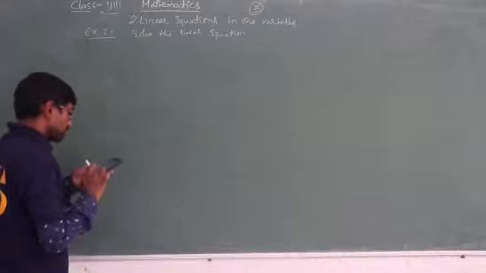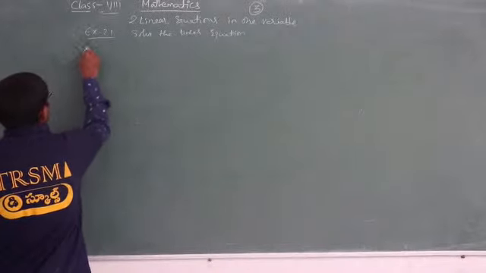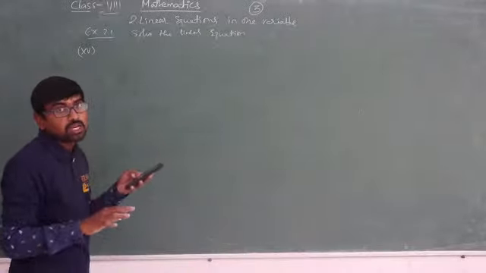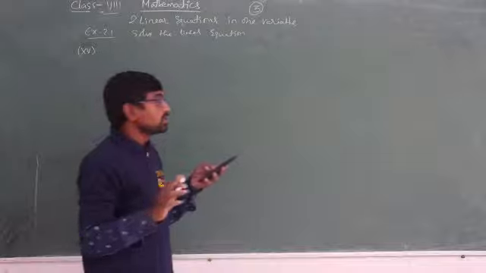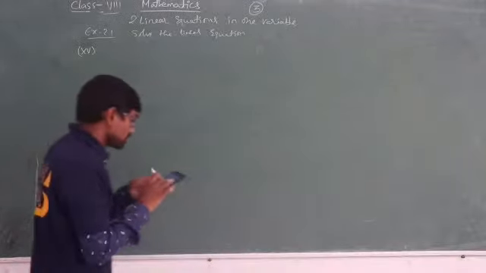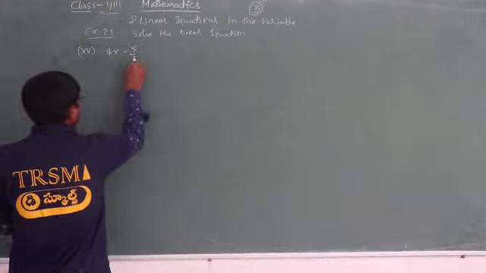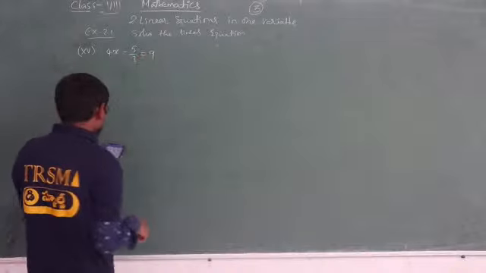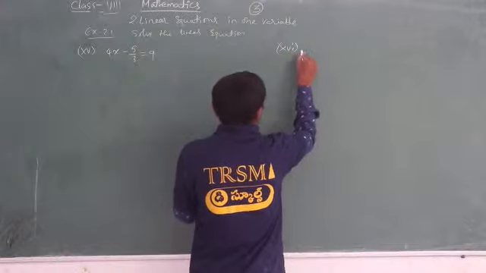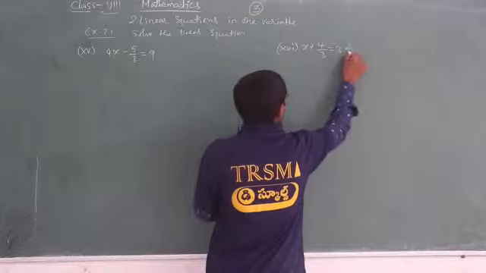Okay, so the last 2 questions we are doing here. That is question number 15, and the remaining questions are based upon the same what we have done. I am doing one in the same topic. So here the 15th question is 4x minus 5 by 3 equals 9, and question number 16 is x plus 4 by 3 equals 3 1 by 2.